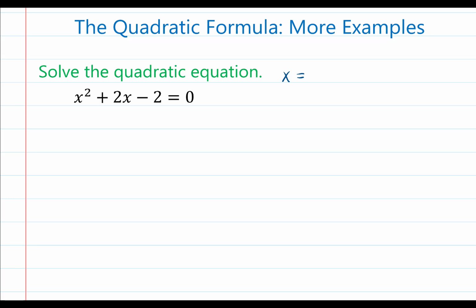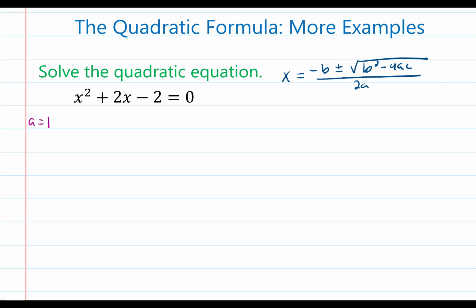It's x is equal to the opposite of b, plus or minus the square root of b squared minus 4ac, so that's all under the radical. That's all the numerator, and it's all over 2a. So let's start by identifying a, b, and c in our quadratic equation.